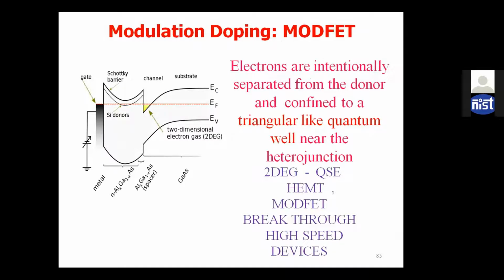By using the modulation doping concept, we can design, as already explained, the HEMT or MODFET, the modulation field effect transistor. Here the electrons are intentionally separated from the donors and they are confined to a triangular-like quantum well near the heterojunction, and that gives rise to the two-dimensional electron gas. So you add the gate and source and drain, and the channel is this. You can get very high speed operations.